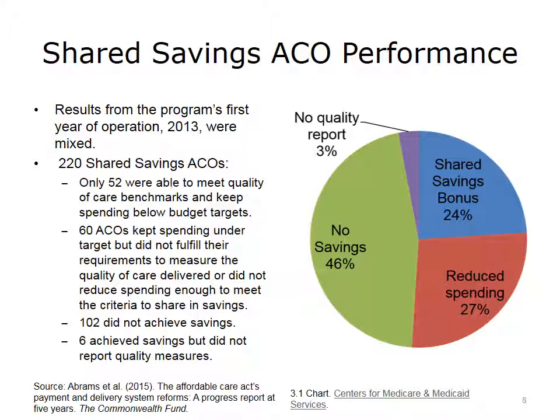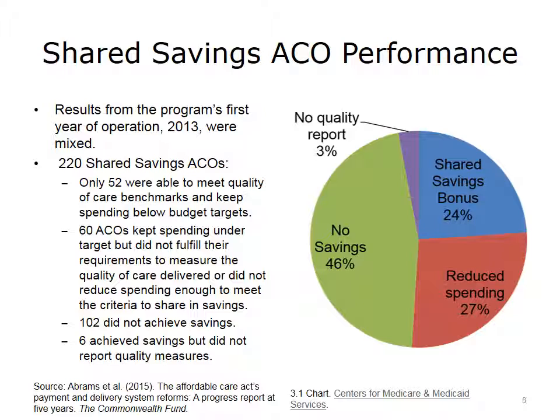Now, how are the Medicare shared savings programs performing? Results from the program's first year of operation, which was 2013, were mixed. There were 220 shared savings ACOs. Only 52 were able to meet the quality benchmarks and keep spending below the target.